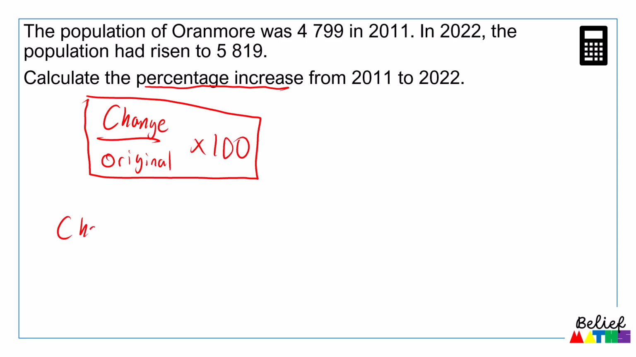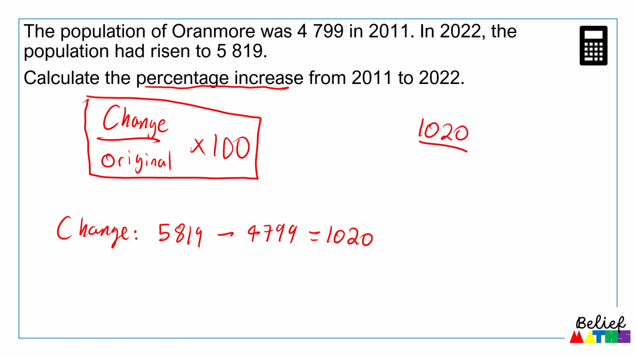So the change in this case is 5,819 minus 4,799, which gives us 1,020. And now we can just sub that into our formula. 1,020 over the original population, which is 4799, multiplied by 100, and that gives us an answer when we plug it into our calculator of 21.25, etc. So therefore, if we go to one decimal place, 21.3%.